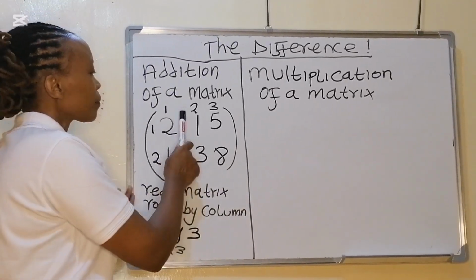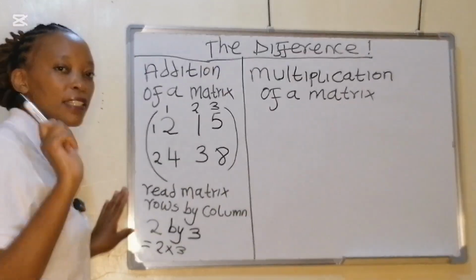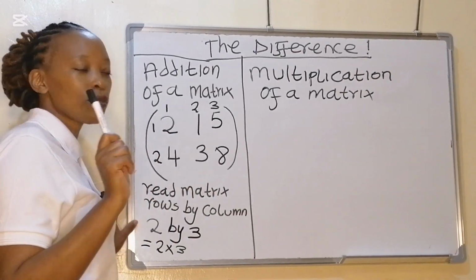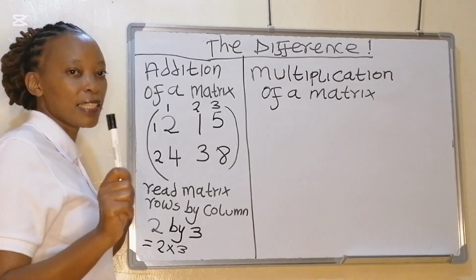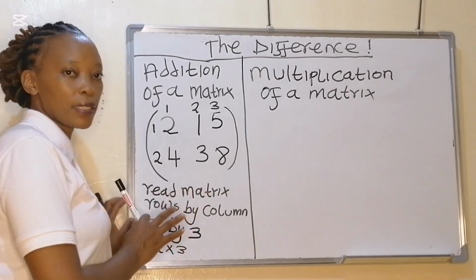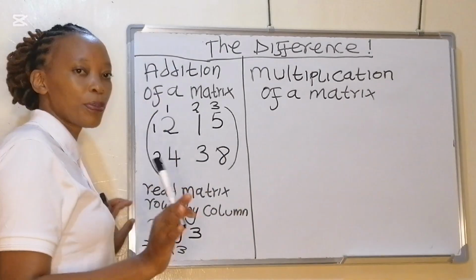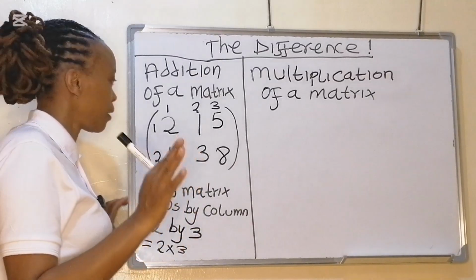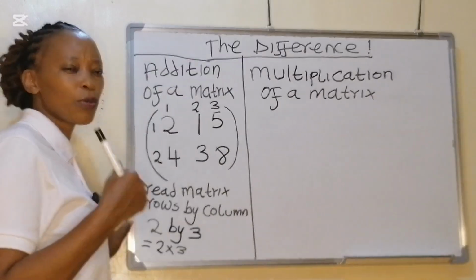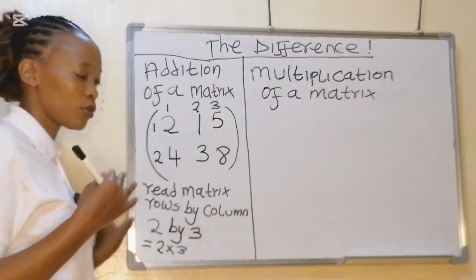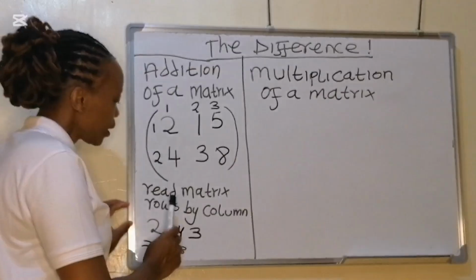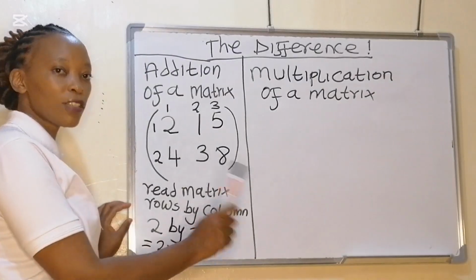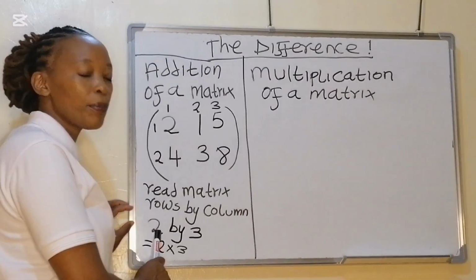So I have told you the first thing you should do is to know how to read a matrix. Sometimes you are wondering why I'm emphasizing. When you know how to read a matrix, you will be able to do addition and multiplication. Any calculation on a matrix will not be hard for you. You will deeply understand what a matrix is because you already know how to read it. You read a matrix by rows by column. First of all, you start by counting rows.